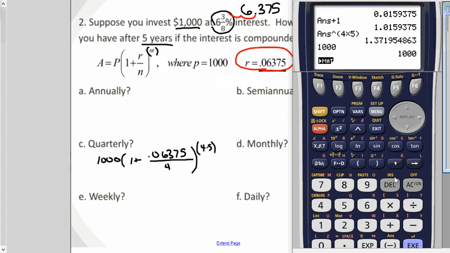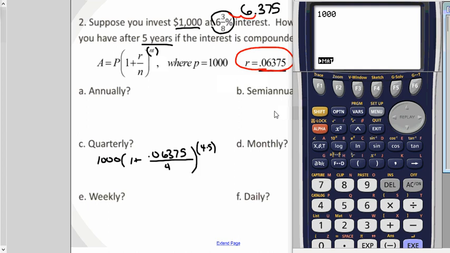Oops, I forgot to take that times 1,000. Sometimes I hit the button on my calculator and it just doesn't go. Now it's gone.